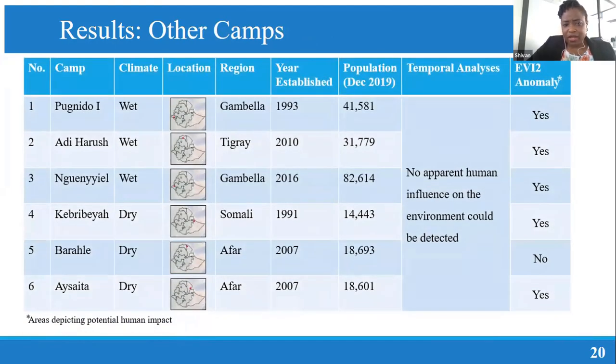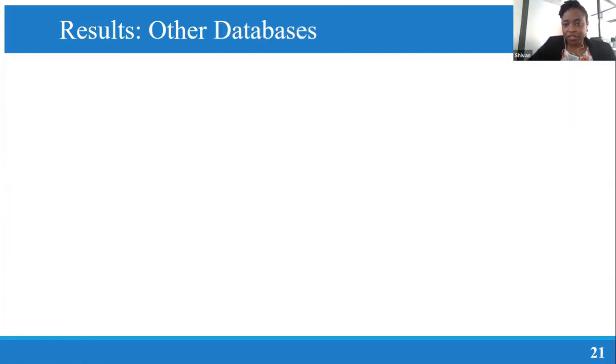And for the other six camps that were analyzed, both in the wet and in the dry climate context, there's no apparent human influence in the environment that was detected using this methodology. But for the EVI2 anomaly, all the other camps showed areas that had decreasing vegetation indices, except for this camp called Barakle, which is in the north, that did not present any areas with decreasing index. And again, these areas show potential human impact. They require field verification to confirm if it's indeed human impact or maybe other natural processes like soil erosion.